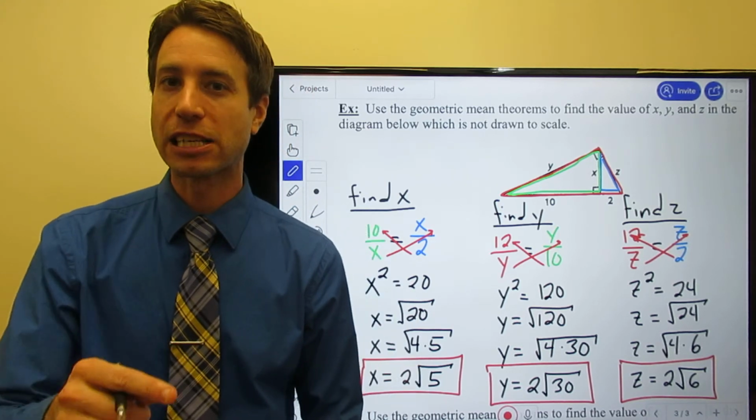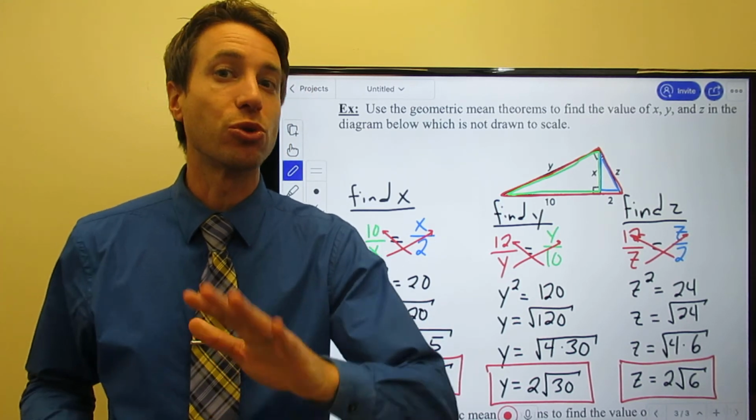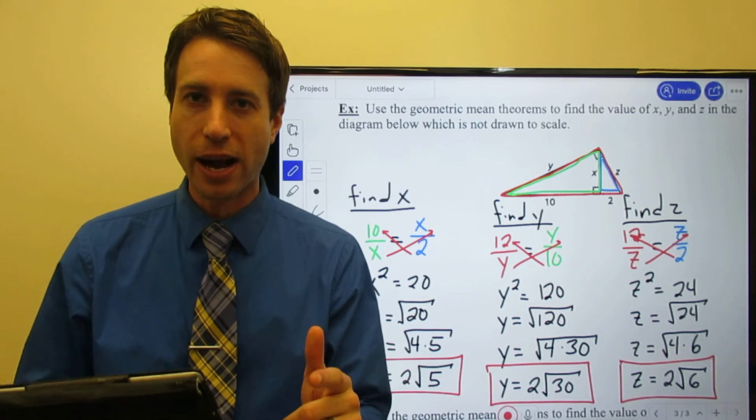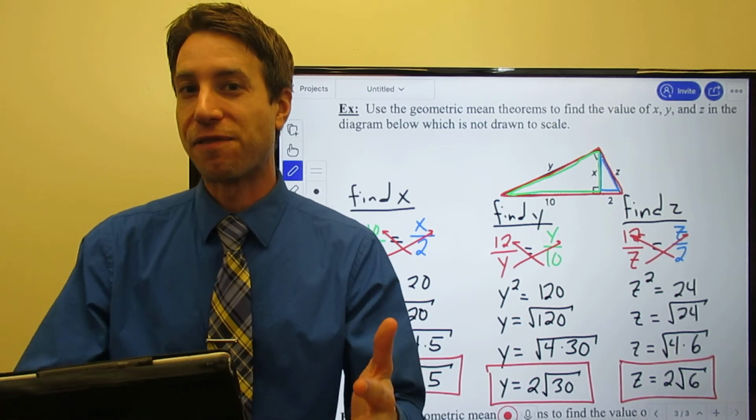What I've got for you guys on the next page of the notes is one more example problem. We'll do the exact same thing. We'll go ahead and highlight that triangle, set up our proportions, and find the geometric mean.